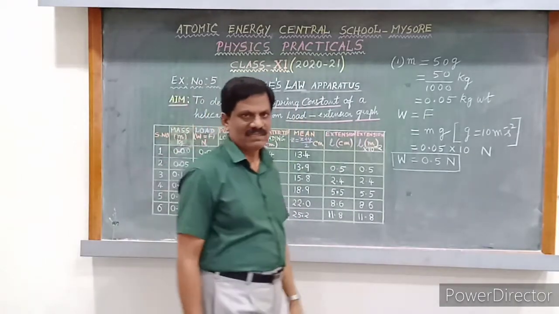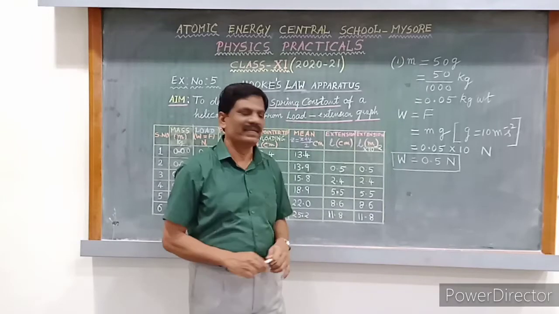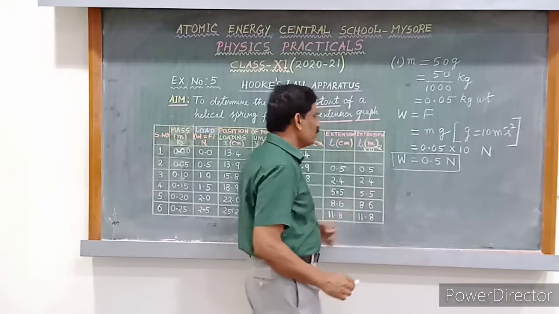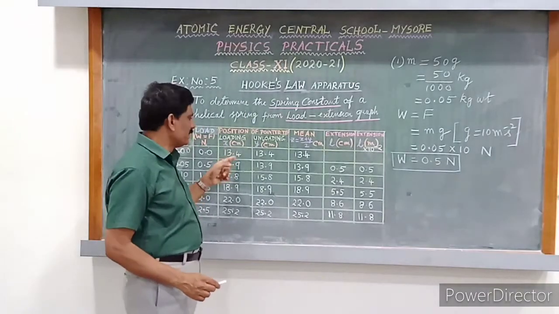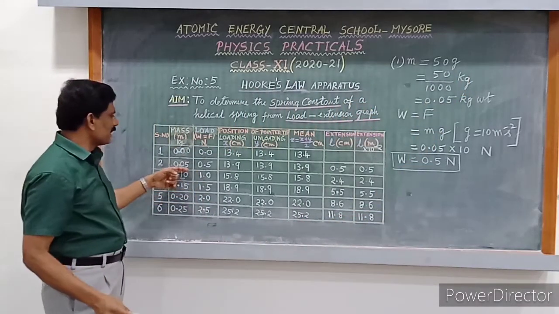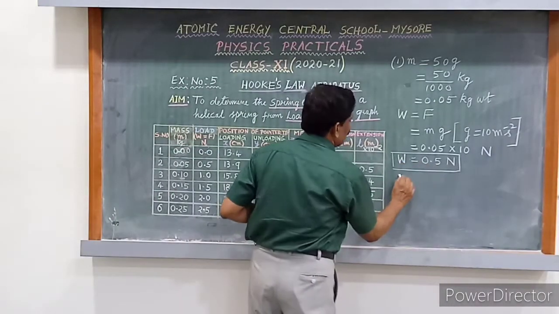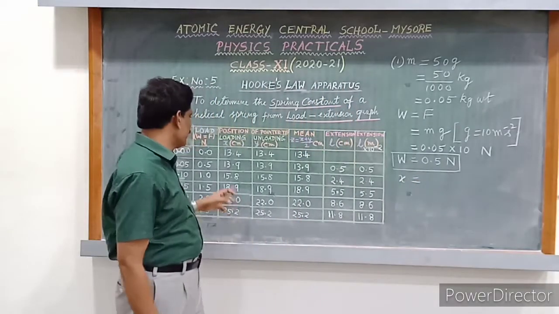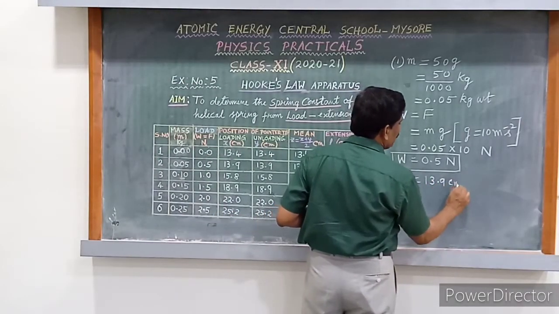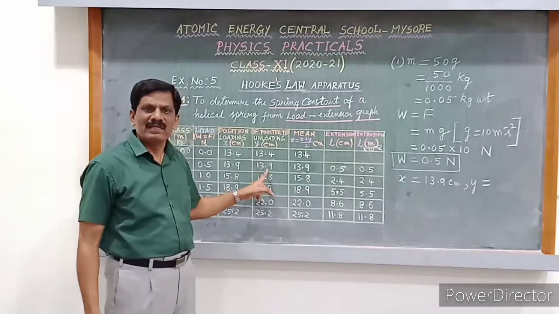So this is actually the applied force. This force per unit area is called the stress, which you will study in the theory. Now this is the weight or force applied at the bottom of the spring. Then you see the pointer reading. For the mass 50 gram, it corresponds to 0.5 Newton. The value of X I have taken corresponding to this is 13.9 centimeter. And y, the corresponding unloading value, is also 13.9 centimeter.